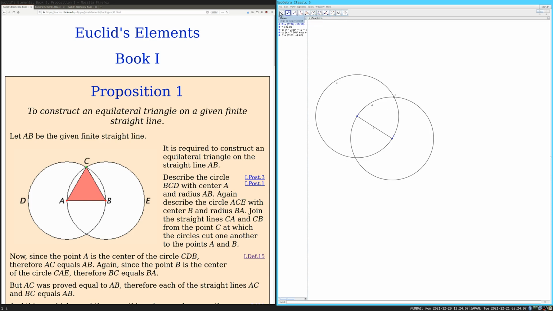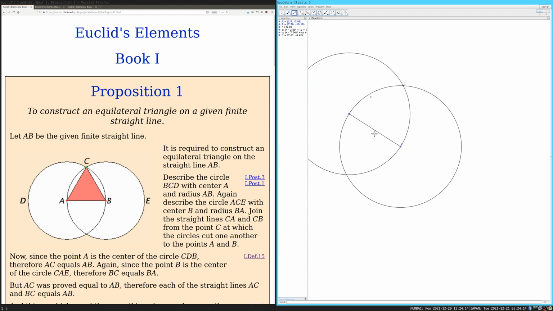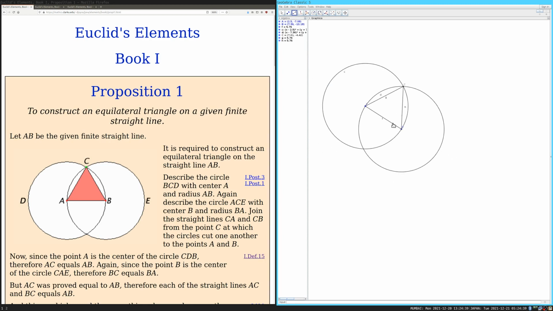Now, let's make a segment. So, this new point up here is called C. Now I want to note that A is equidistant from both B and C because its difference is one of the radiuses of the circle. Likewise, B is equidistant from both A and C, and so all three sides of these are equal. So this is how we make an equilateral triangle according to Euclid.